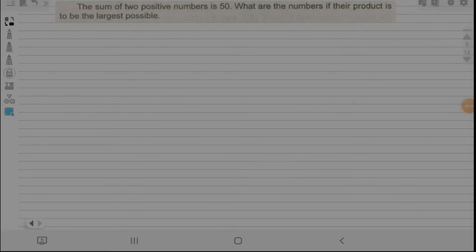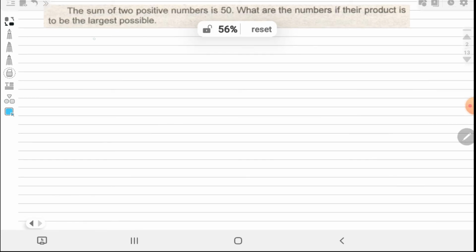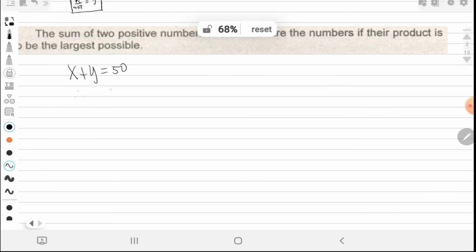The sum of two positive numbers is 50. What are the numbers if their product is to be the largest? So, according to the problem, we have x plus y, okay? So, x plus y is equal to 50. So, we have the largest possible product. So, product is equal to xy. So, how will we solve this?